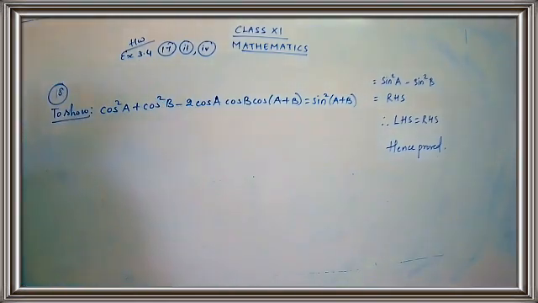Yes children, just check your questions once again. To show that cos square A plus cos square B minus 2 cos A cos B cos of A plus B is equal to sin square A plus B. Okay, let's start with the sum. I've written down 'to show'. Once again, you write down the question and below that you write down 'to show'.